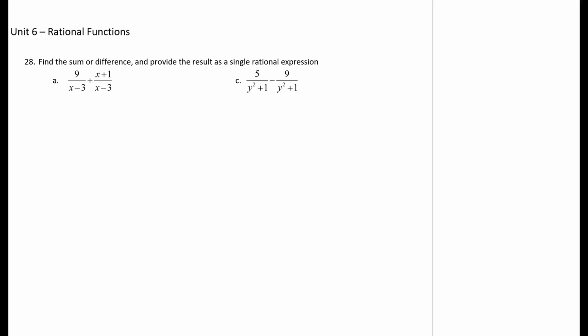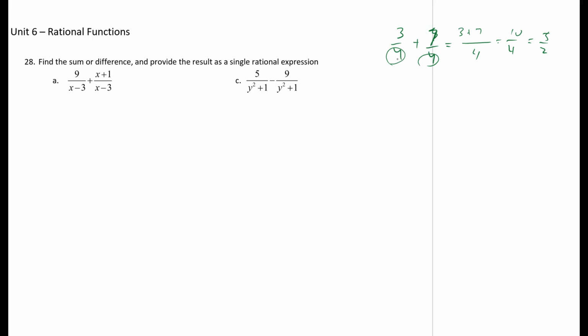Question 28, this is the Algebra 2 version of adding fractions. Let's just remind ourselves how that would work with some simple numbers here. If I had 3/4 plus 7/4 and asked you to add those, you would hopefully recognize that I have common denominators here, so all I really have to do is add the numerators. 3 plus 7 equals 10/4, which you could reduce to 5/2.